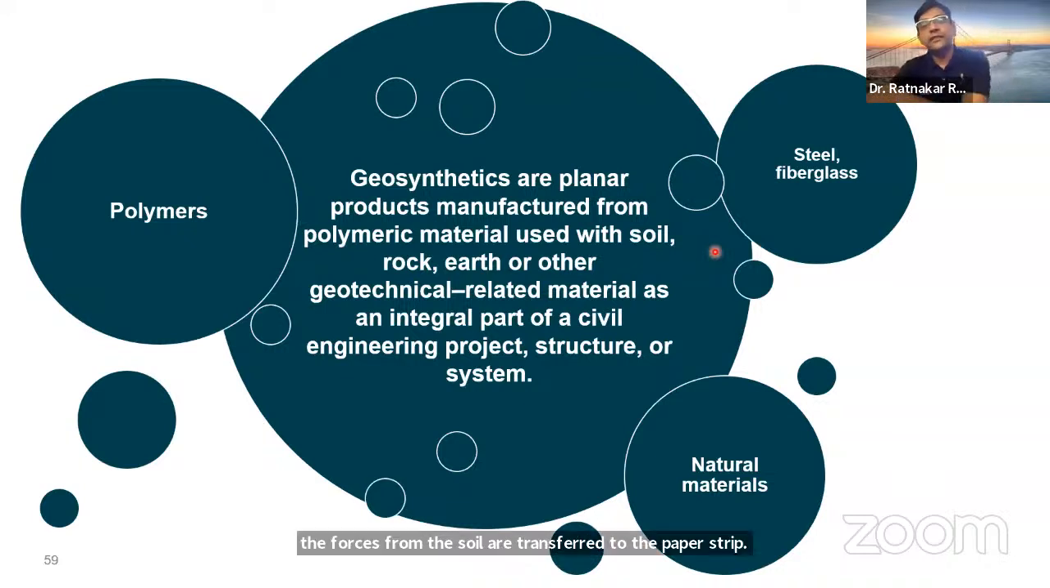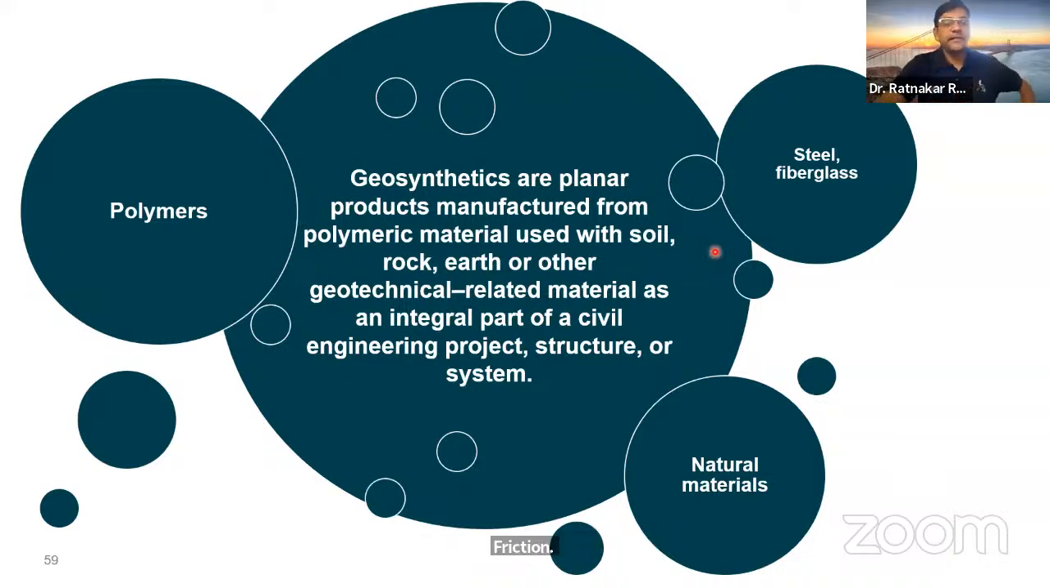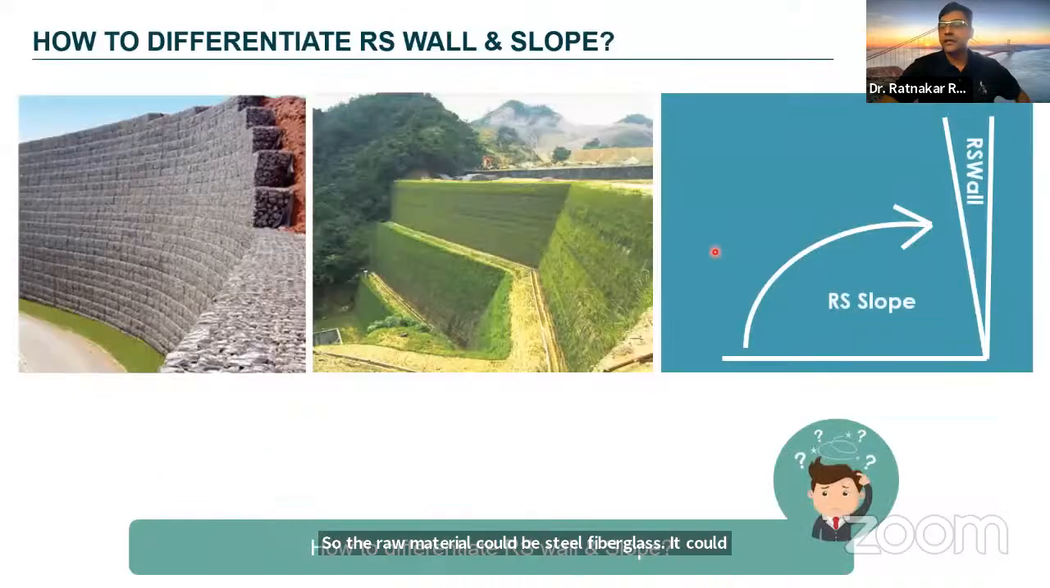Now, this kind of reinforcement is typically named soil reinforcement, typically referred to as geosynthetics. Geosynthetics are planar products manufactured from polymeric materials used with soil, rock, earth, or other geotechnical related materials as an integral part of a civil engineering project, structure, or system. The raw material could be steel, fiberglass, polymers, or natural materials.